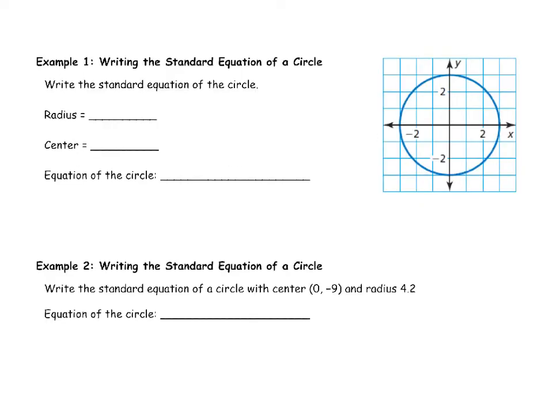All right, so let's look at our first example, writing the standard equation of a circle. Write the standard equation of the circle. So here is our circle, and we first need to figure out what is the radius, what is the center, and then we can write the equation. I do notice that the center for this one is actually at the origin, and I can tell that because I can go 1, 2, 3 to the left, and I reach the circumference.